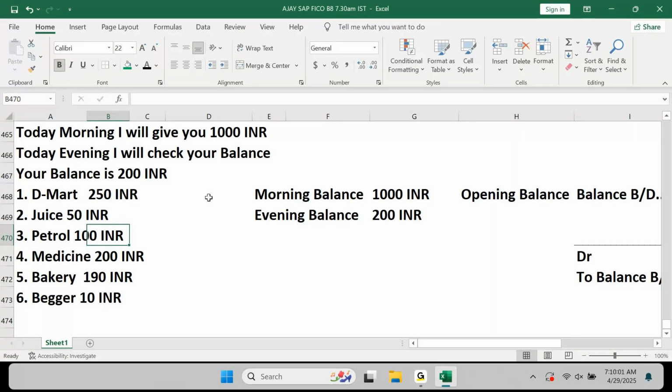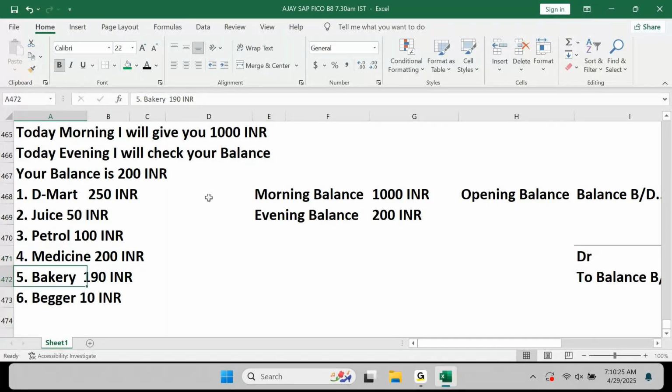Small things, but when you look at it from your personal life, they are different. When you see it from a company perspective, they are different. Same transaction, the intention will change, the thought process will change, the way you do the transaction will also completely change. Okay, for petrol also you can give. For medicine, can you give?